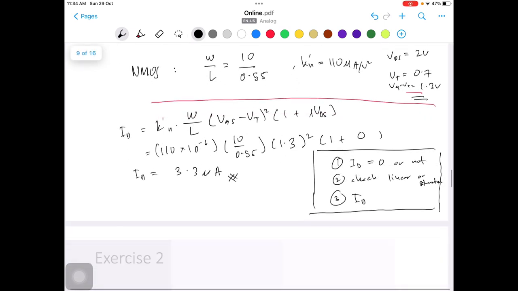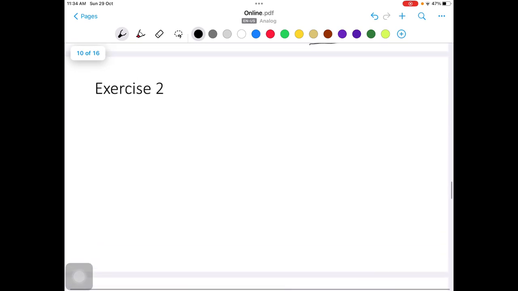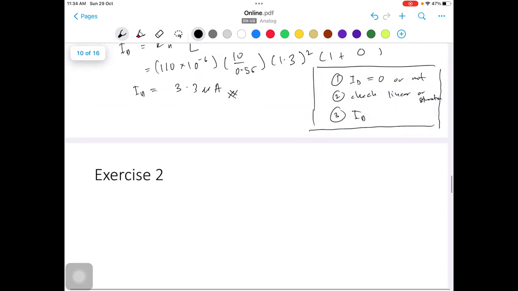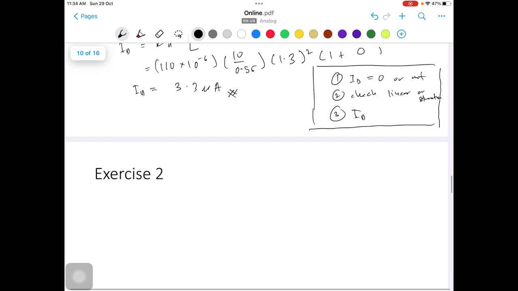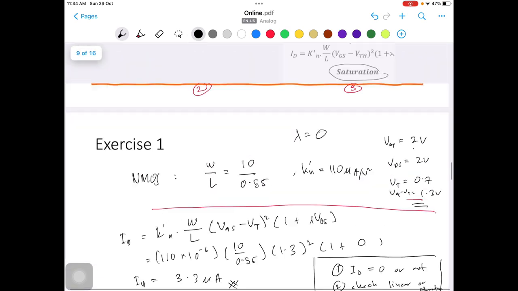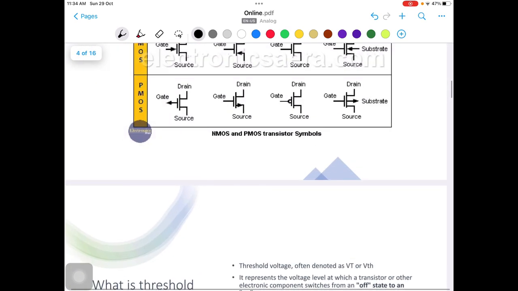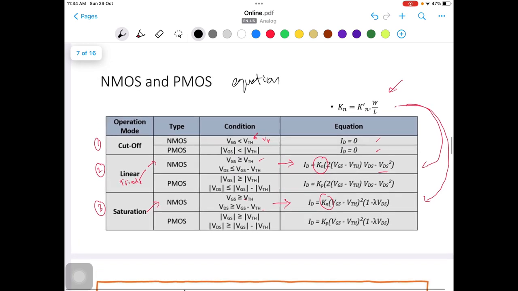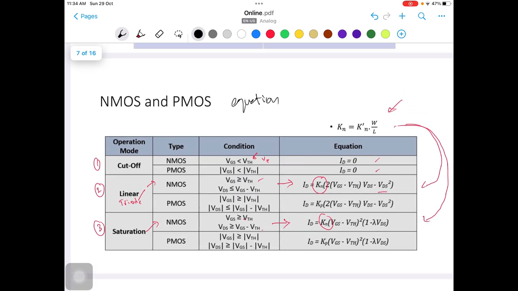Okay, I think I will give more exercises during class. Dr. Nazri will continue, and I will also help him during the lab, so I can give you more exercises. Hopefully you can understand this equation and this graph. Please remember that each mode of operation will have a different condition, and even a different type will be different. So please check what condition and what type the equation belongs to.